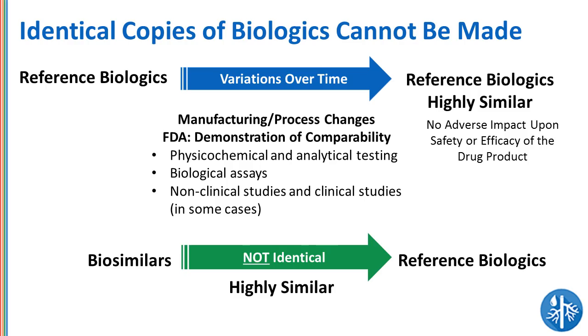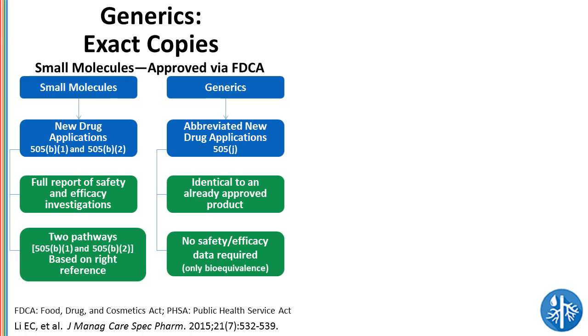Reference biologics change naturally over time. There is variation over time. The manufacturing process changes over time. These are normal, and the different batches of the reference biologic are highly similar to each other. Therefore, if you can manufacture a biological agent that is also highly similar, that can be a biosimilar, because it is highly similar to the reference biologic and therefore has about the same variability as the original product would have over time. So here are the differences seen quite nicely in terms of generics versus biosimilars.